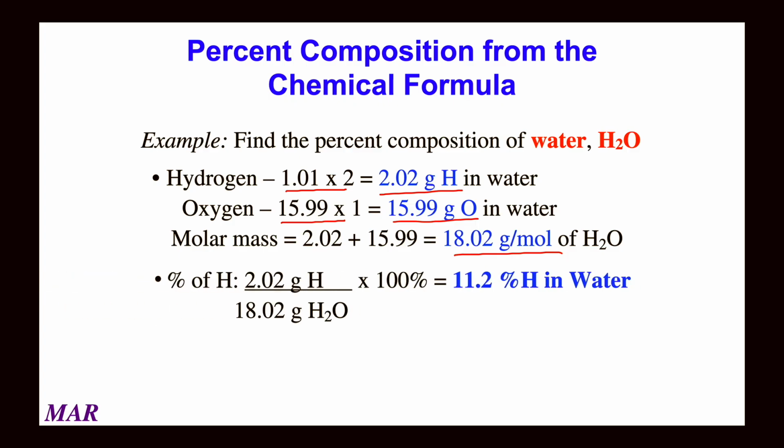So the percent of hydrogen, if you want to figure it out and you know the formula, has the molar mass on the bottom, 18.02, and the grams of hydrogen on the top.